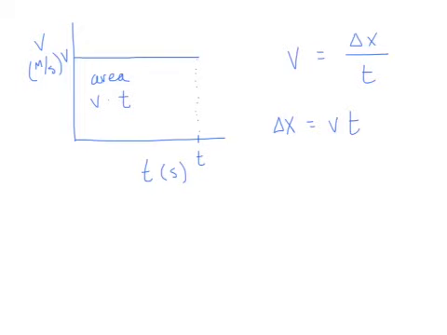And so what we have here then is that the area under the curve, and when we say the area under the curve, what we mean is the area between the graphed line and the time axis. And for any velocity versus time graph, the area under the curve always equals displacement.